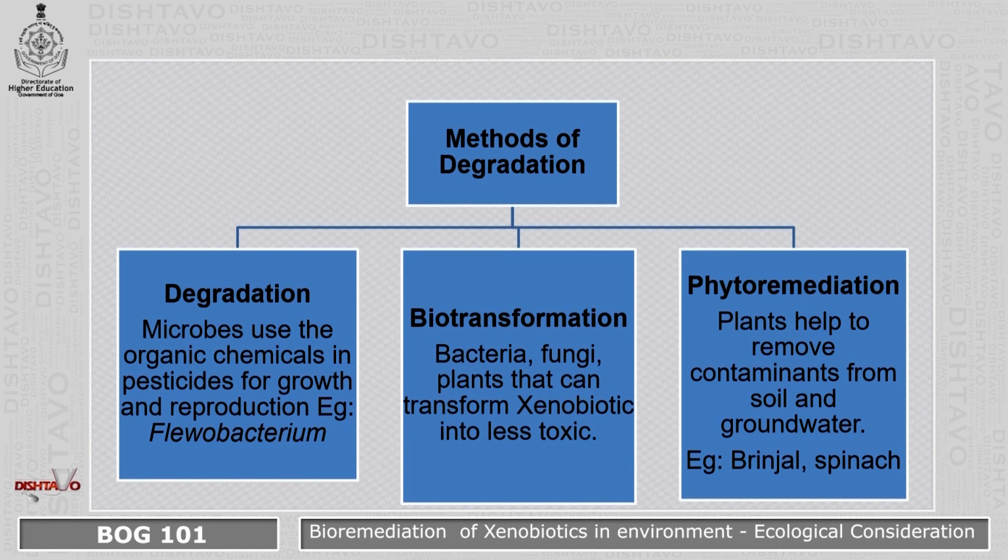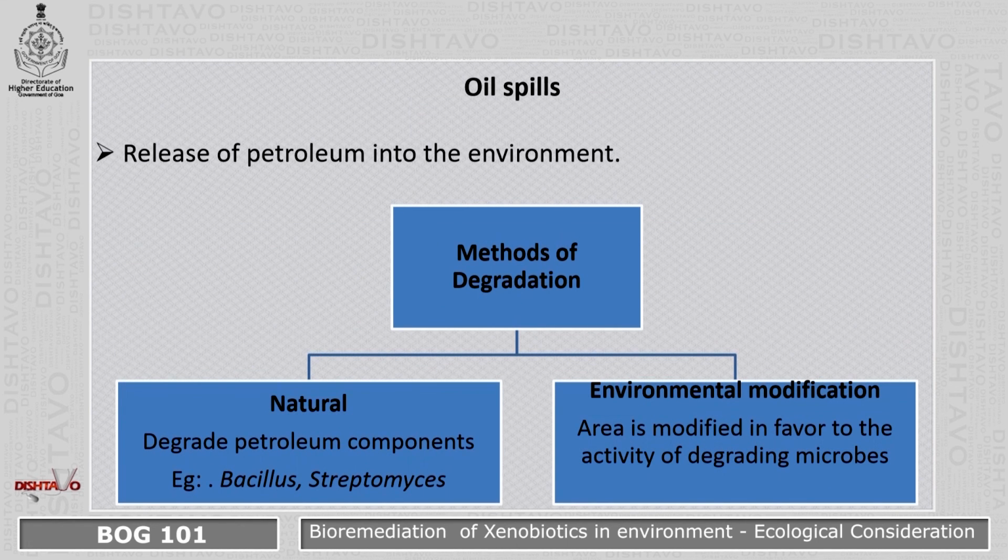Biotransformation. Here bacteria, fungi and plants can transform xenobiotics into less toxic forms. Phytoremediation. Here plants help to remove the contaminants from soil and groundwater. Example, brinjal, spinach. The roots of these plants are capable of absorbing or removing the contaminants from the soil.